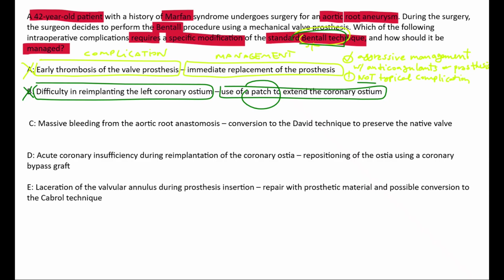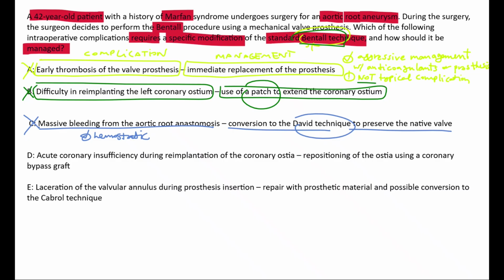Answer C. Massive bleeding from the aortic root anastomosis. Conversion to the David technique to preserve the native valve. Alright, so this could be managed with hemostatic techniques without the need for conversion to a different technique, such as the David one, which would be used to preserve the native aortic valve.